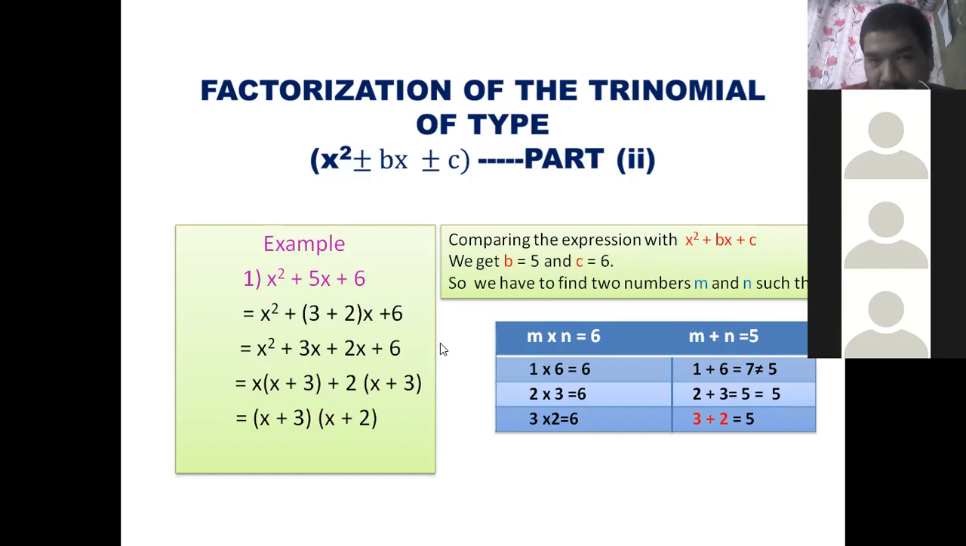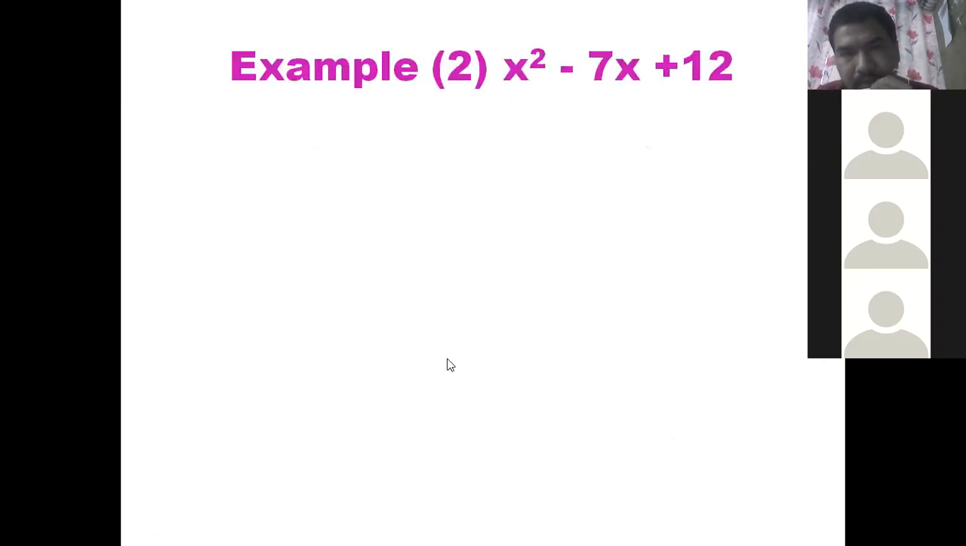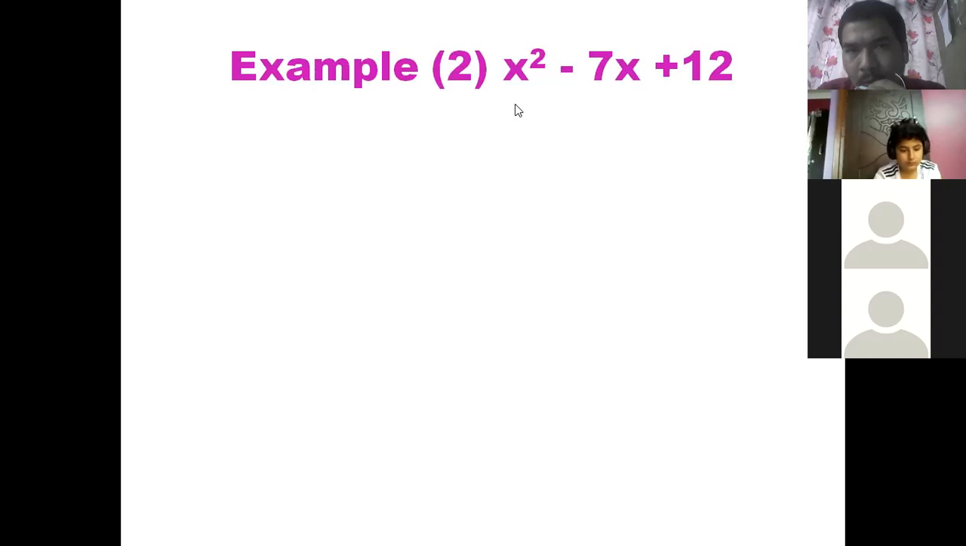Are you clear, children, about this factorization? Good. Look here. Now I am going to show you the next example. Can you tell, children, what is the coefficient of x square there? 1. You are absolutely right. The coefficient of x square is 1.